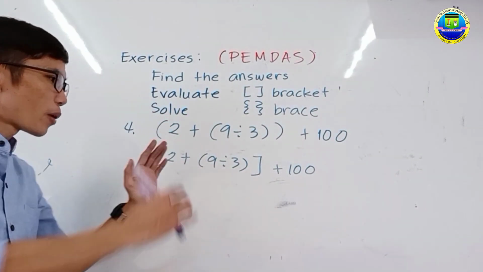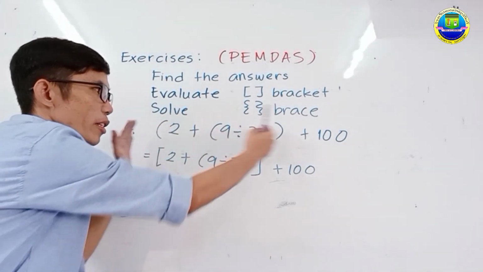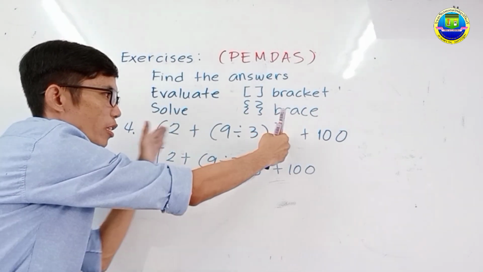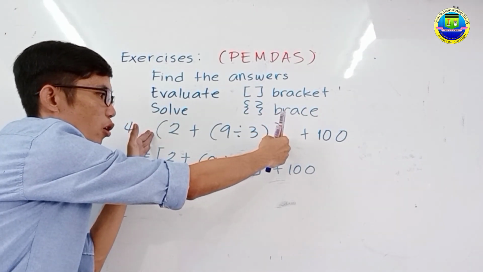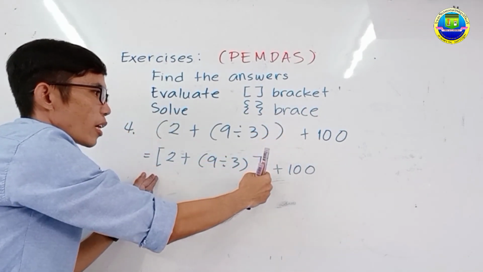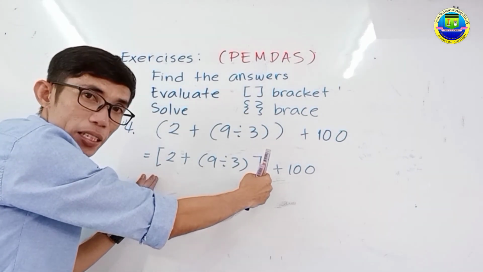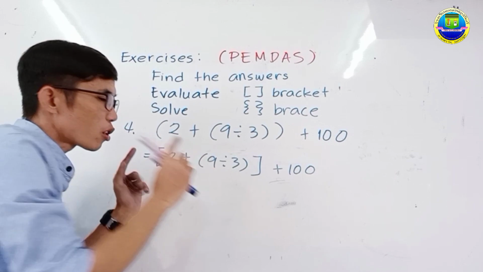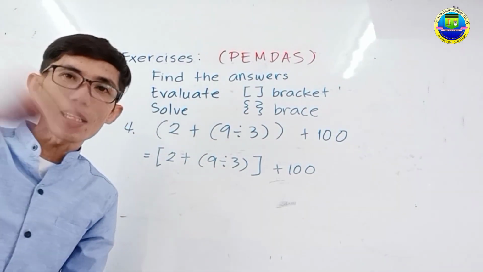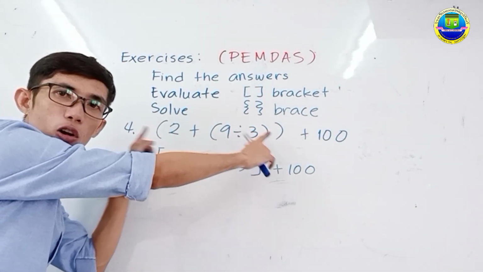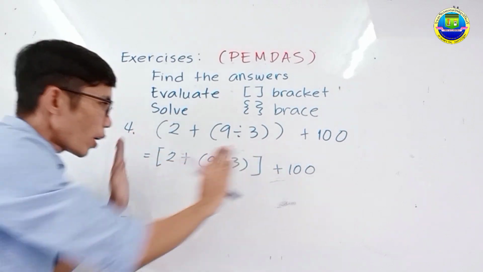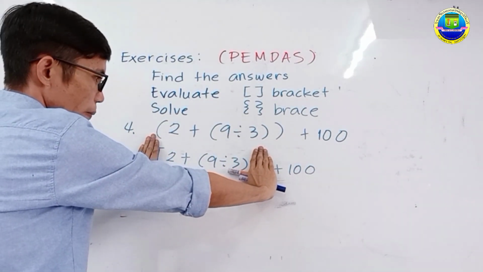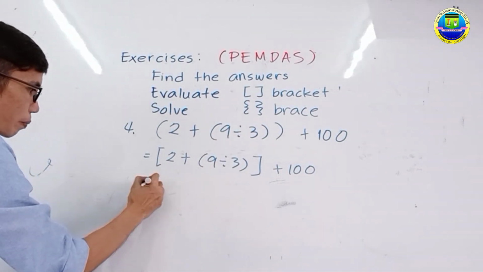And the bracket serves as the longer parenthesis. This is the shorter parenthesis. This is the longer parenthesis. So the bracket serves as the longer parenthesis. Okay? And to solve this, we need to focus on what is inside the bracket or the longer parenthesis. So what is inside is this problem. So just focus on what is inside. So just copy the bracket.